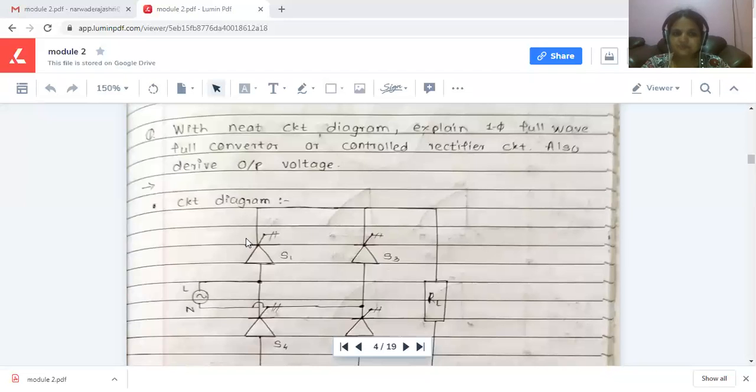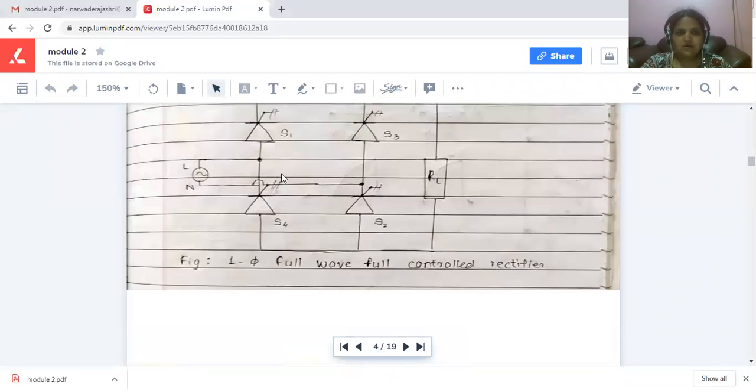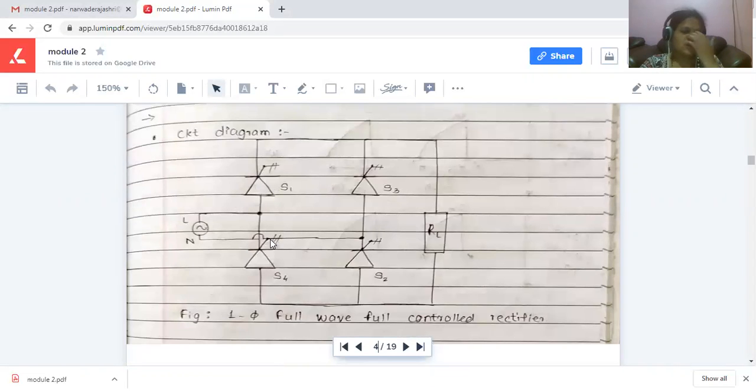In this circuit all four devices will be SCRs. In the earlier circuit there were only two SCRs and two diodes. So here all four devices are SCRs: SCR1, SCR3, SCR2, SCR4. That's why it is called a single phase full wave full control rectifier circuit.